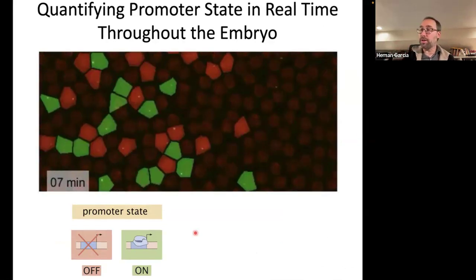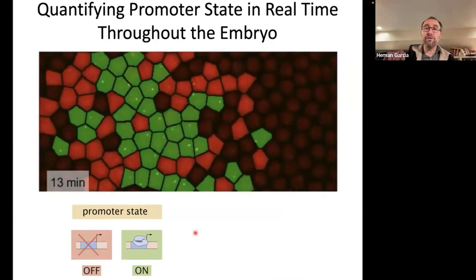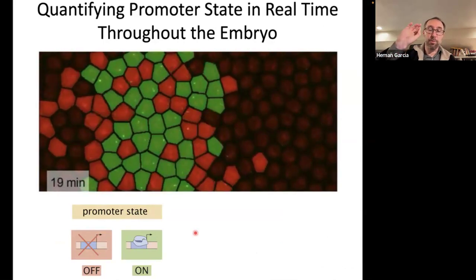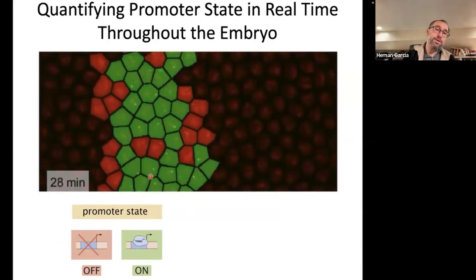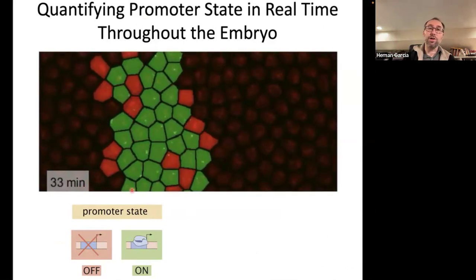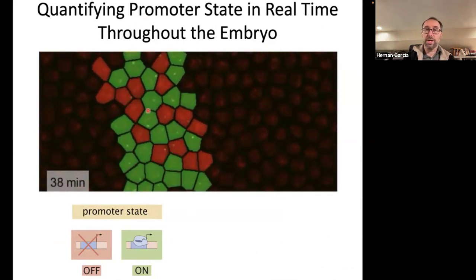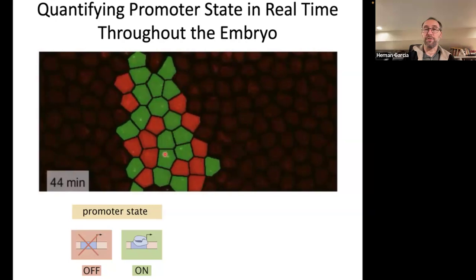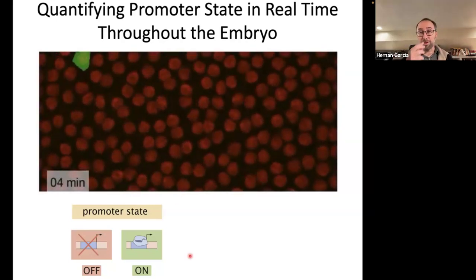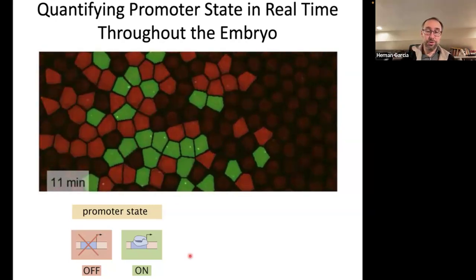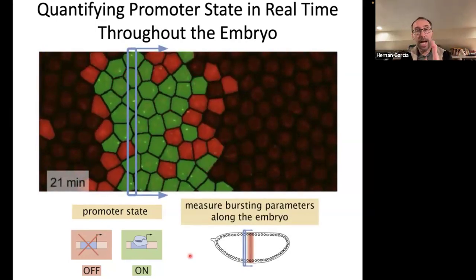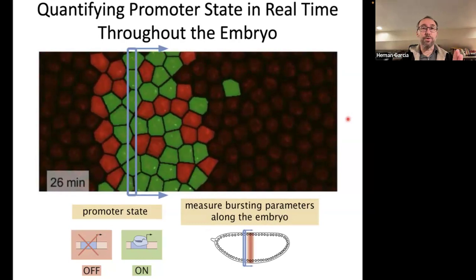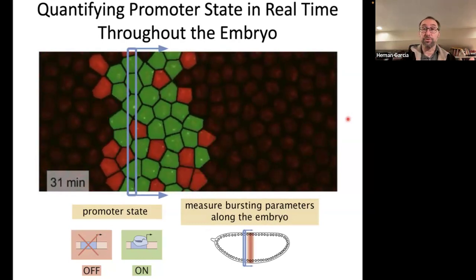So here I'm color-coding the nuclei, depending on whether the inference determined that the promoter was on or off at each time point in development. And what I wanted you to notice is that even in the middle of the stripe, where you have a lot of fluorescence, a lot of transcription, the promoters are still turning on and off. There is no such thing as being on all the time. So what we can do now is move along the embryo and ask at each position, what is your burst frequency, your burst amplitude, your burst duration?